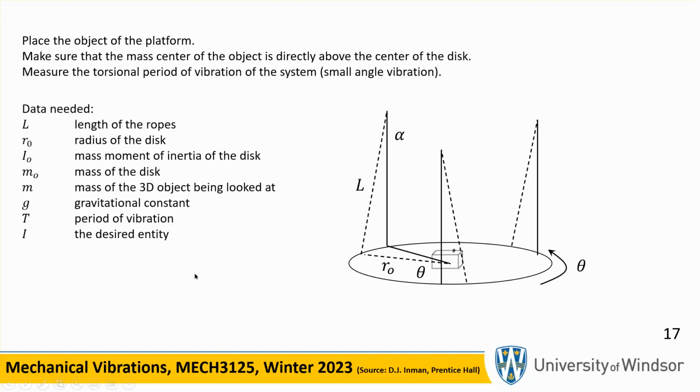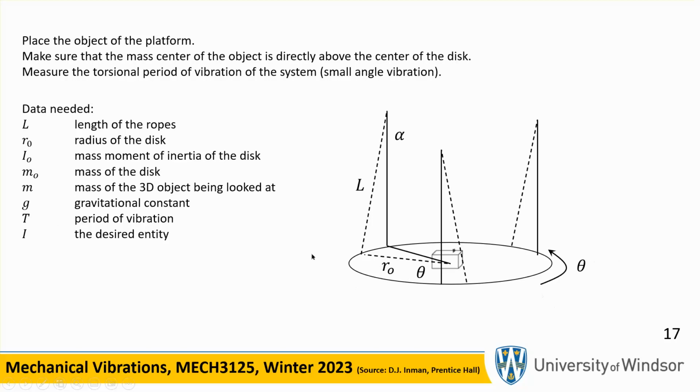So let's look at what we need in order to do this. L is the length of the rope. R naught is the radius of the disk. I naught is the mass moment of inertia of the disk about the vertical axis. We know that it is 1/2 m r squared. You know that. I naught is the mass moment of inertia of the disk about its center. M naught is the mass of the disk. M is the mass of the object that we are trying to find its mass moment of inertia. G is the gravity constant.